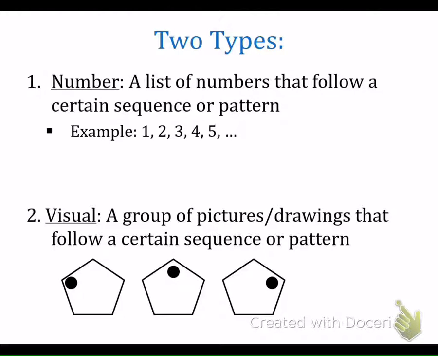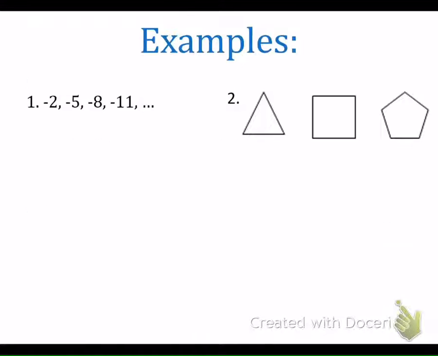So there's a visual pattern. You can see you have a pentagon. A pentagon is a polygon with 5 sides. So 5 sides and then the little balls sort of just going up from one vertex to the other around the figure in a clockwise fashion. So here are the first two examples.